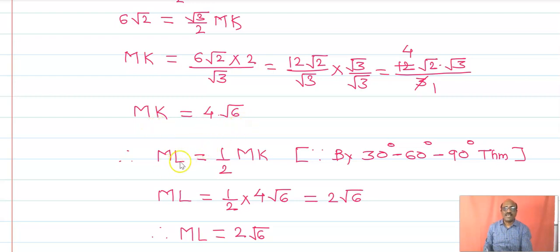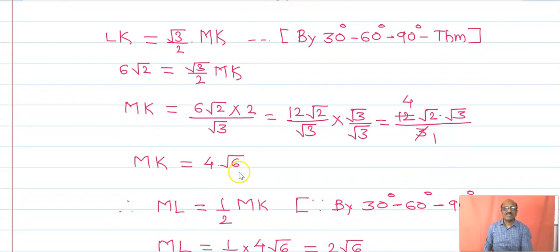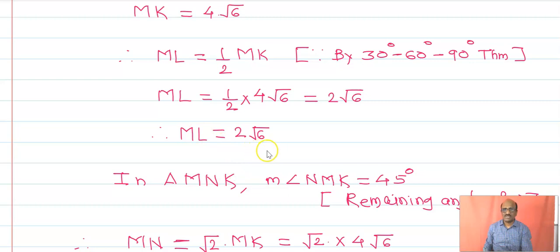Next, ML. ML is the side opposite to the 30 degree angle and it is half of the hypotenuse. So how much will it be? It is 2 root 6, this one.